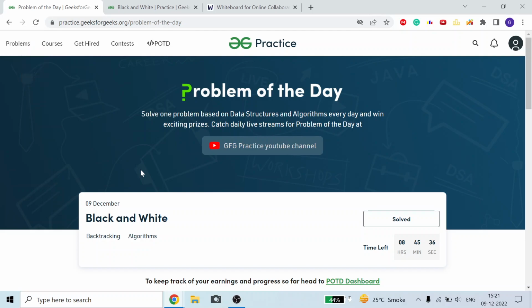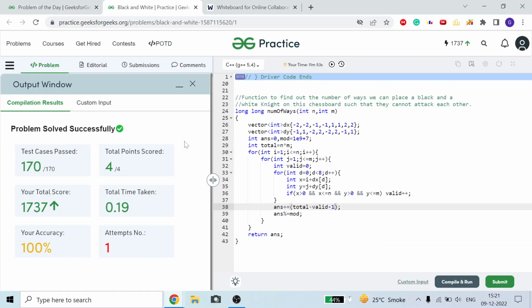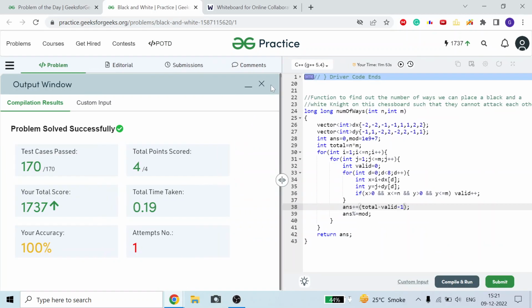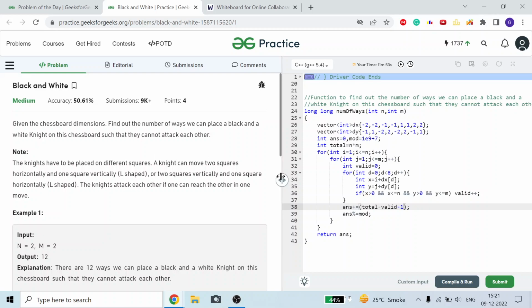Today we are going to discuss this very interesting problem of GFG, that is Black and White. So let's move on to the problem, guys. Here we are given a chessboard's dimensions, and we have to find the number of ways in which we can place a black and a white knight on the chessboard such that they cannot attack each other.